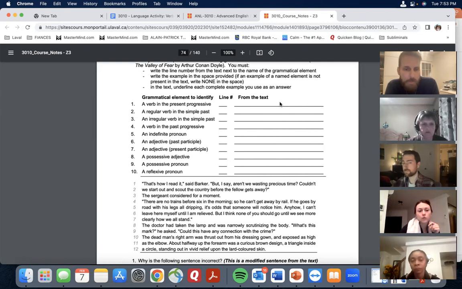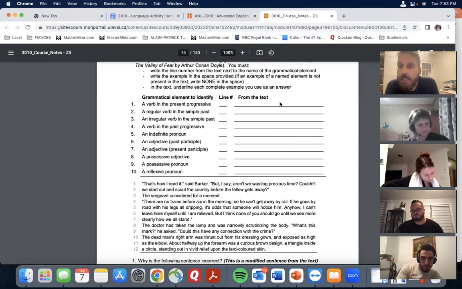Okay, but there is an example of was as a verb. Where is it? Line 11. Can you read it, please? Line 11. Was a curious brown design. So after was, you have a, which is an article. So you are assured that was there is the verb. Is that clear for everybody?